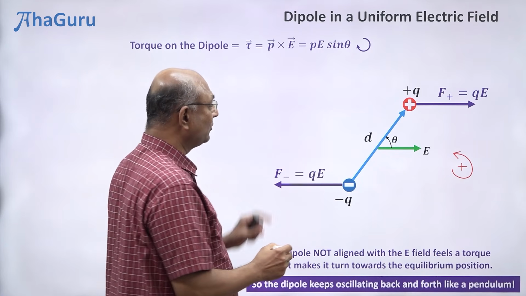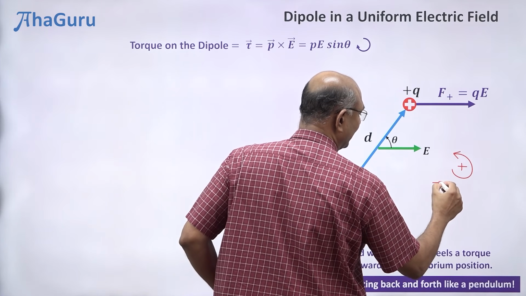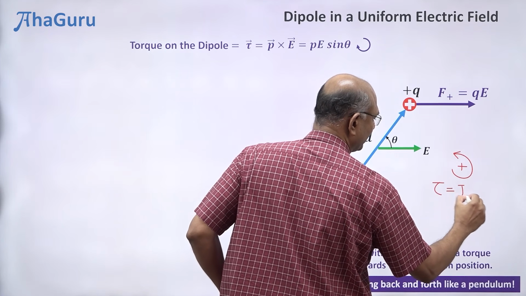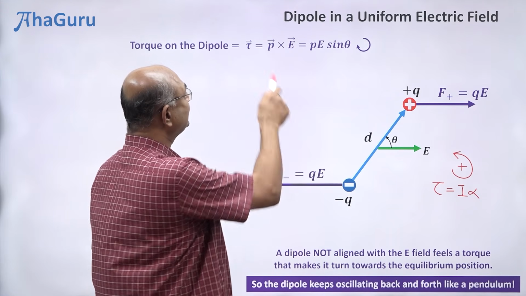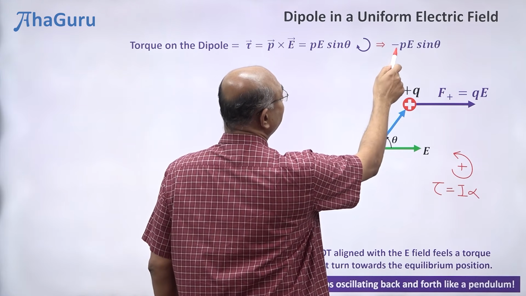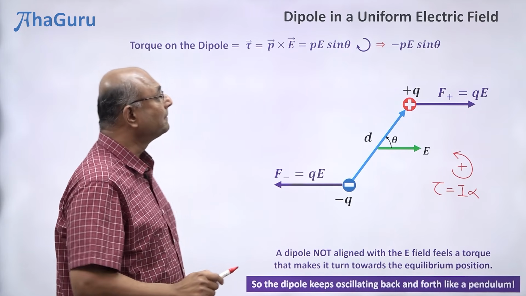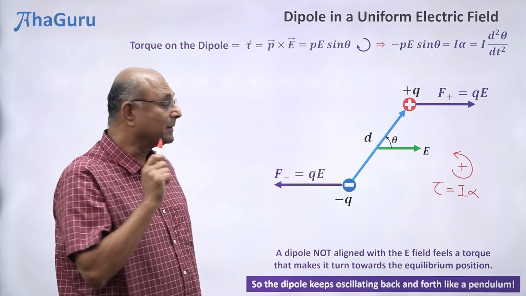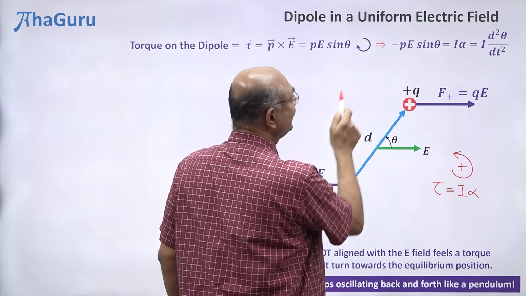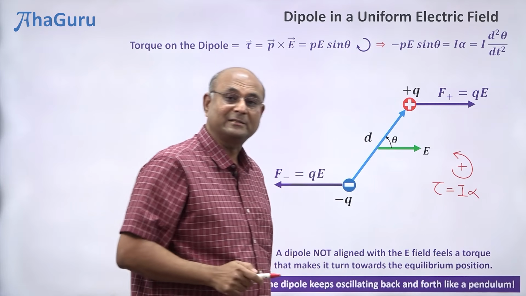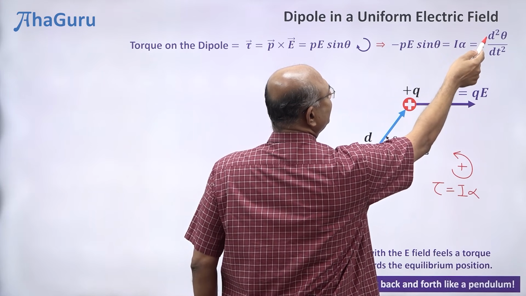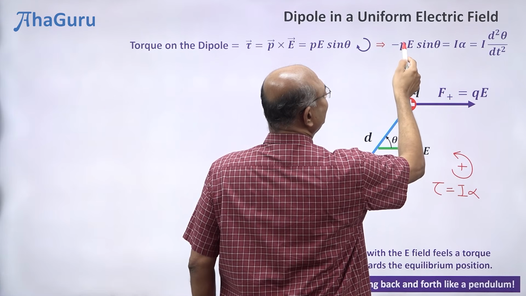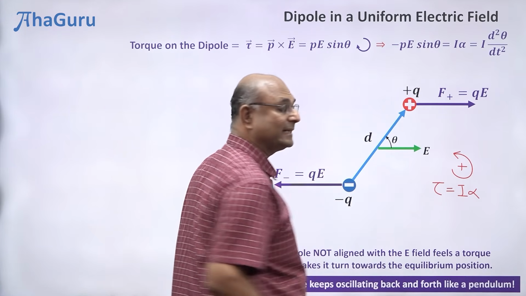And we know tau equals I alpha, right? You know this formula, tau equals I alpha for rotation. This is from the 11th standard. So if I use that, I can write minus PE sine theta, that is the torque, must be equal to I alpha. But what is alpha? D square theta by dt square. So I d square theta by dt square. So if I now look at these two, I can write d square theta by dt square is minus PE by I into sine theta.